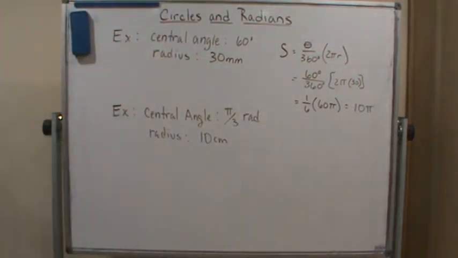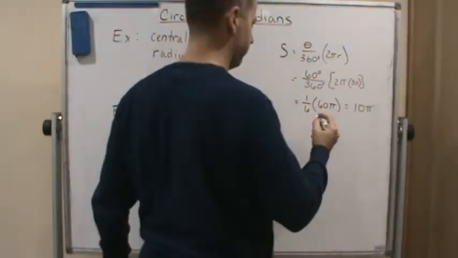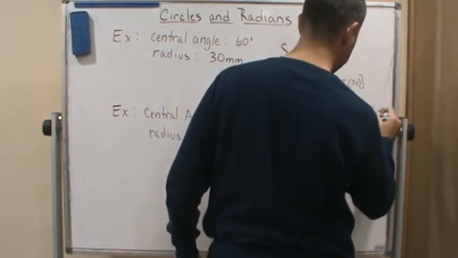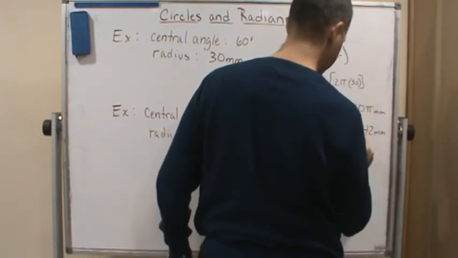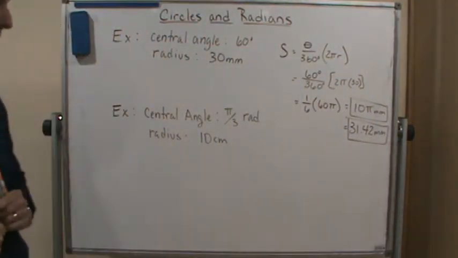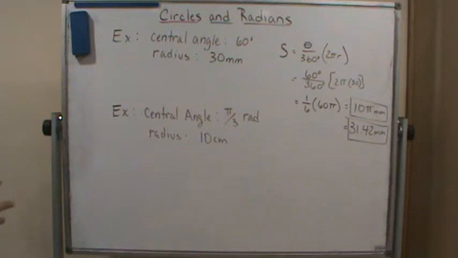Okay? Now, if you want an approximate answer, let's say to the nearest hundredth, then you would just use your pi key on your calculator, multiply by pi, and you get 31.42 millimeters. So 10 pi millimeters is the exact answer. 31.42 millimeters would be the approximate answer rounded to the hundredth of a millimeter.